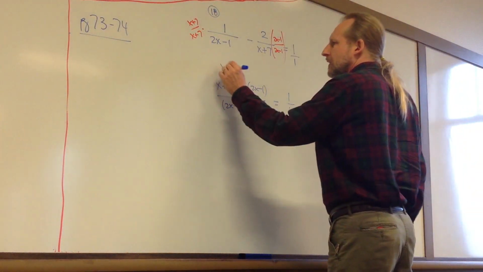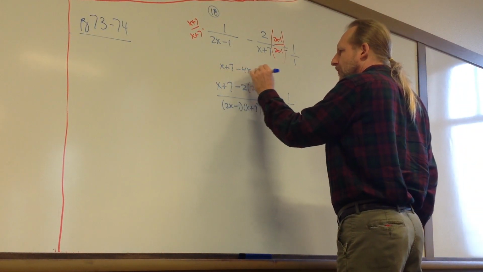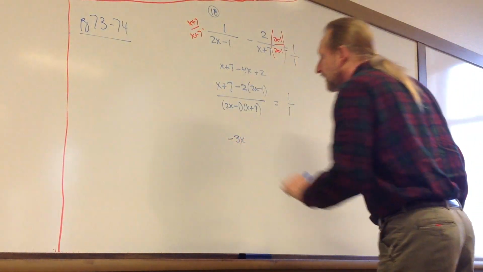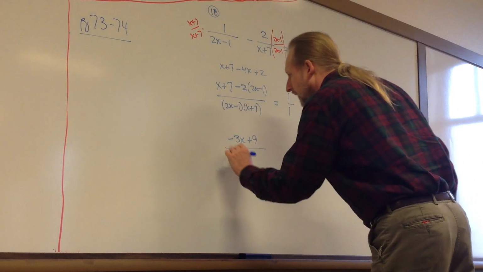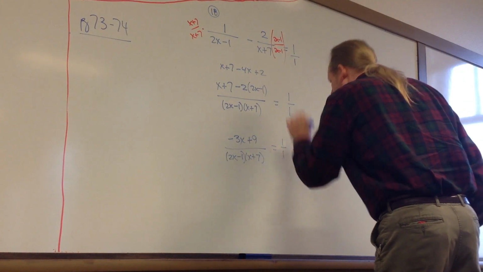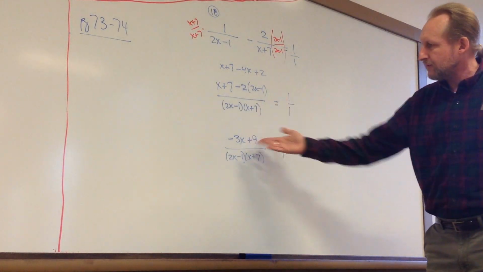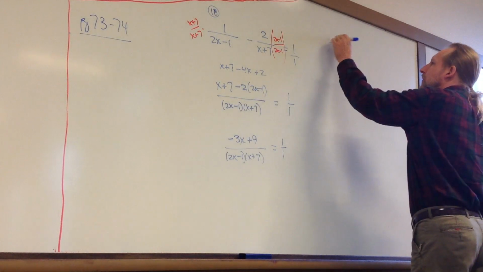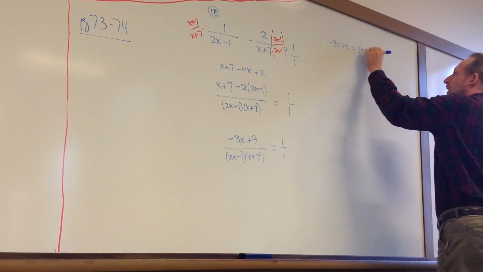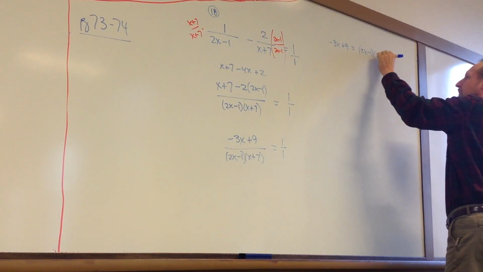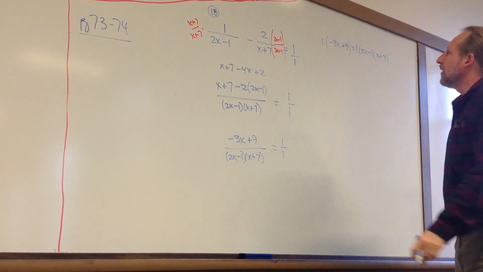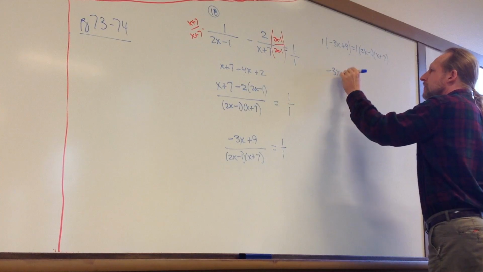So, let's see. This is x plus 7 minus 4x plus 2. So what do we get? Negative 3x plus 9 on top. 2x minus 1 times x plus 7 on the bottom. And then now we've got a fraction here and a fraction here, so we can cross multiply. So negative 3x plus 9 equals 1 times 2x minus 1 times x plus 7. I kind of left out the 1s. In each case, these were getting multiplied by 1. All right, so there's that.